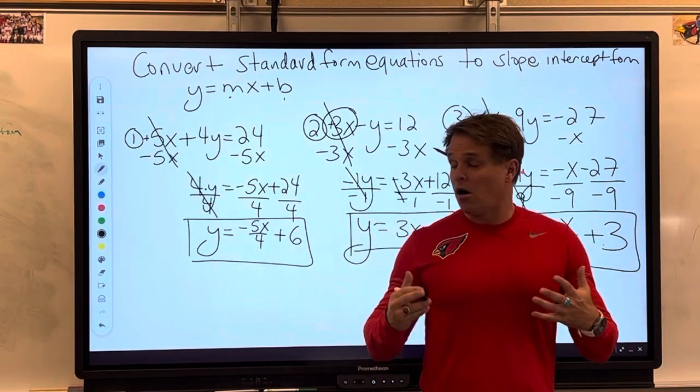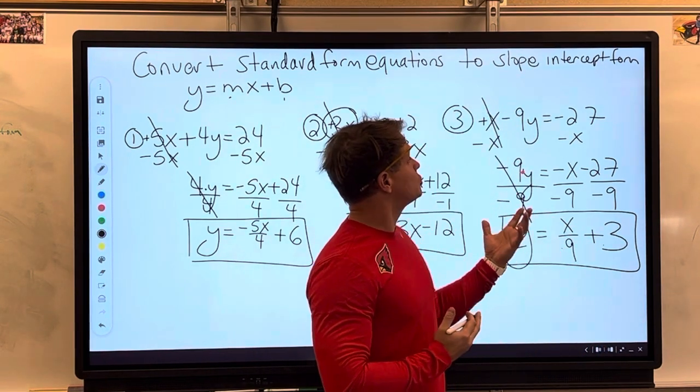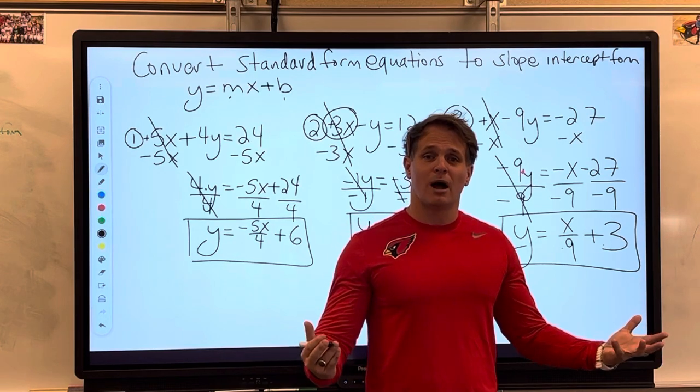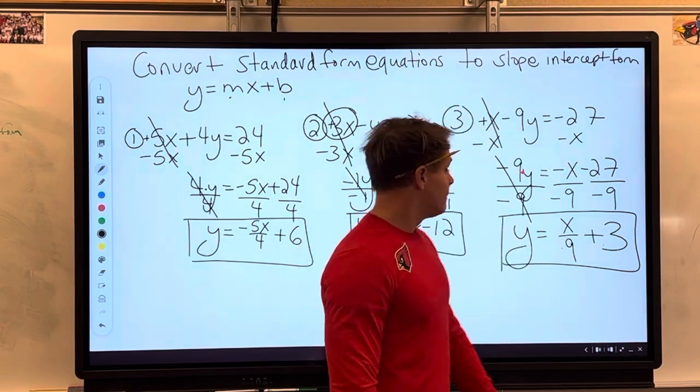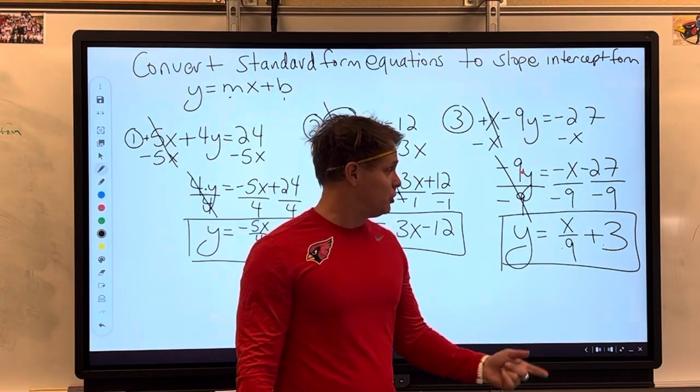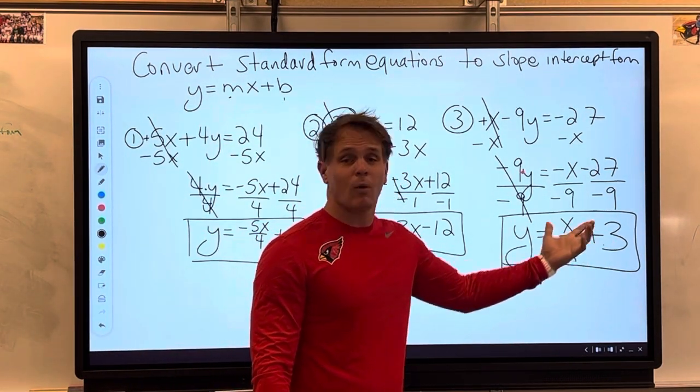So now these are all in what we call slope-intercept form. They're all solved for y. They're all able to now be graphed on a graphing calculator. And they're all ready to be graphed by hand also, using the slope and the y-intercept.